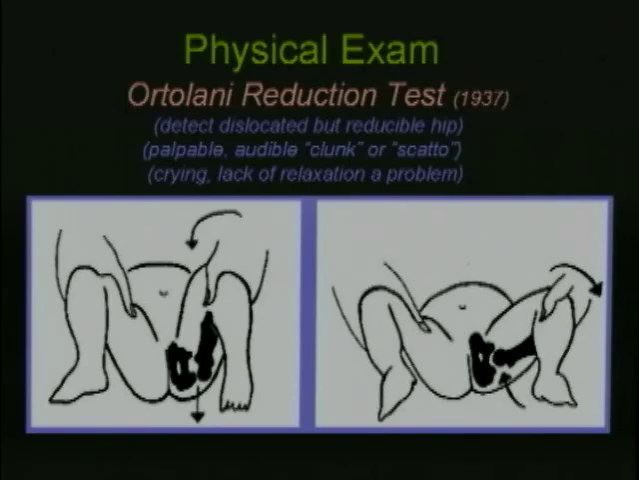Clicks are probably just due to stretching of the iliopsoas tendon, but no one's going to turn away a baby who has what's described as a click rather than a clunk for the ultrasound.